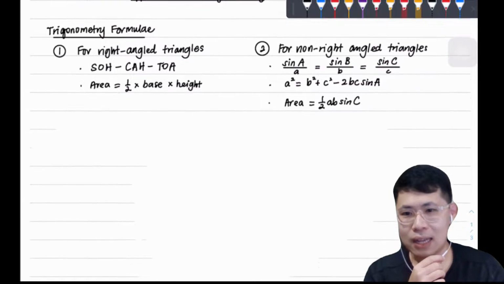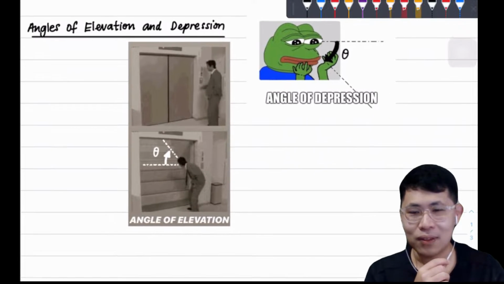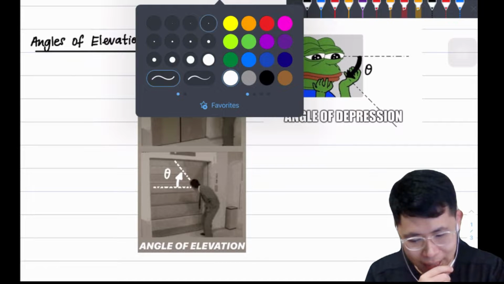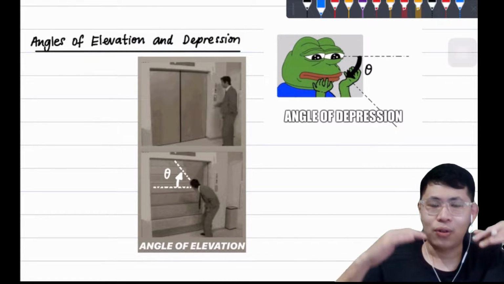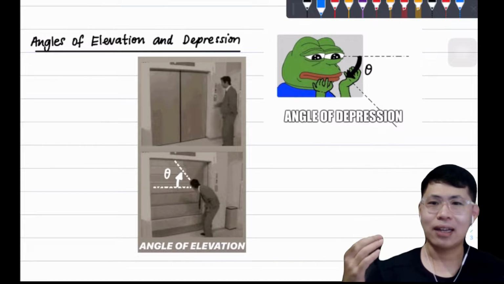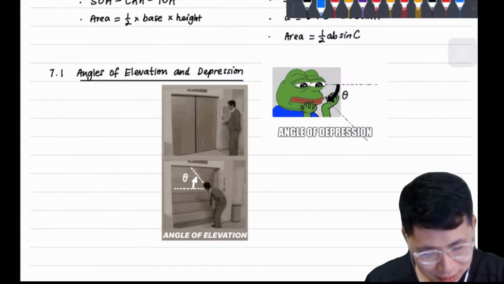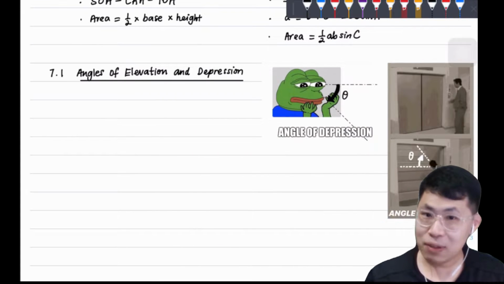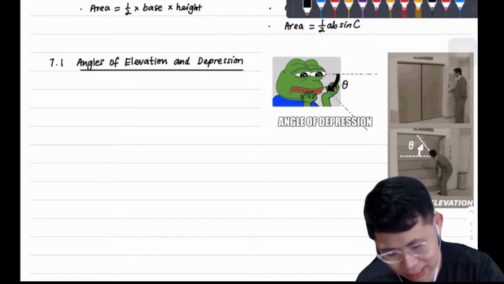Before we start, let us appreciate these two memes over here. For angle of elevation, we refer to the angle as we look upwards. An angle of depression would be the angle as we look downwards. Let me move these two memes away and put them here for safekeeping.